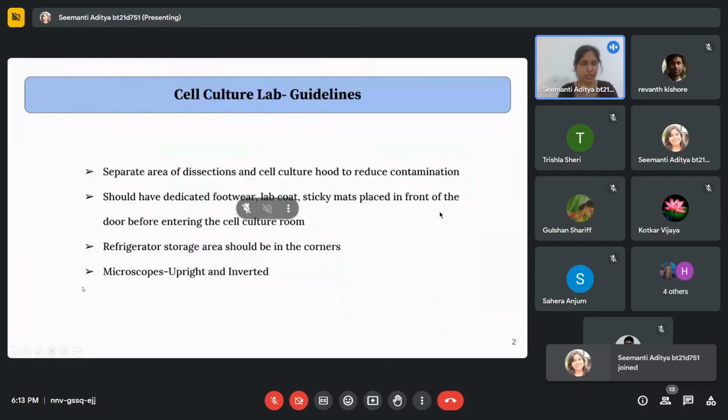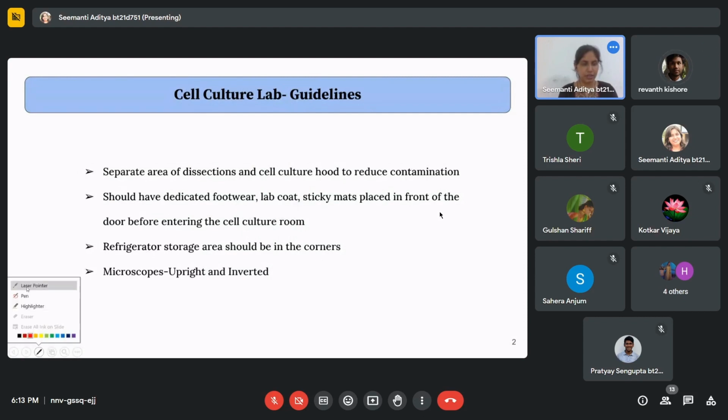Now you're able to see, right? Yes, ma'am. Okay. So actually, I was talking about all these points, that separate area for dissection, and dedicated footwear, lab coat, etc., refrigerator storage, and then we were talking about microscopes.